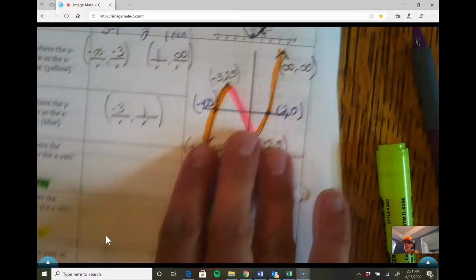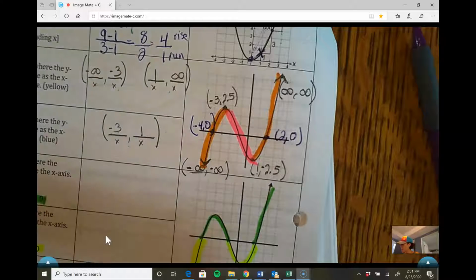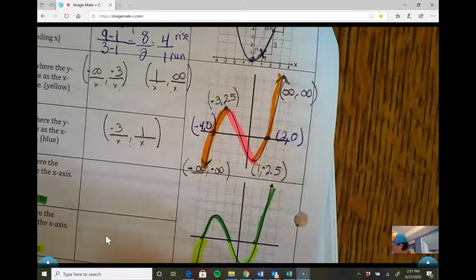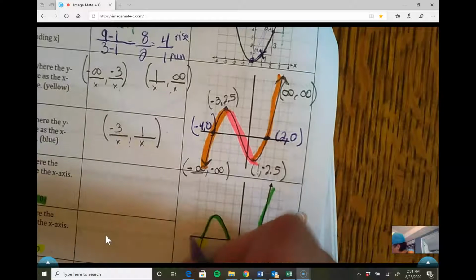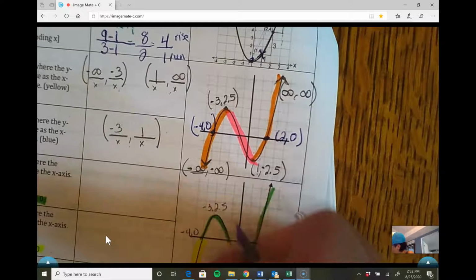And again, I'm just going to take all these important points. We would never just keep rewriting them. You're going to have one graph and just use it over and over again. So we had negative infinity, we had negative 4, 0, negative 3, 2.5.